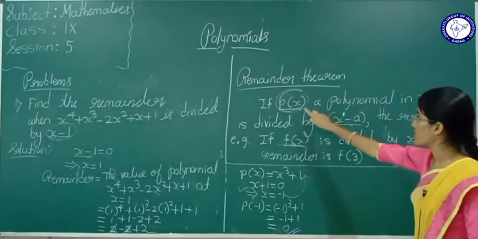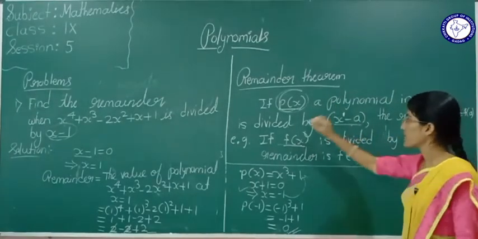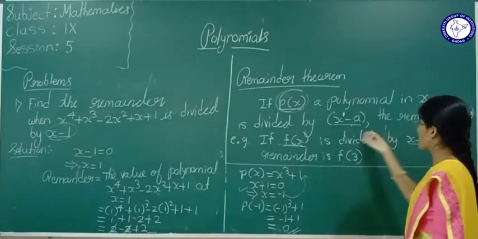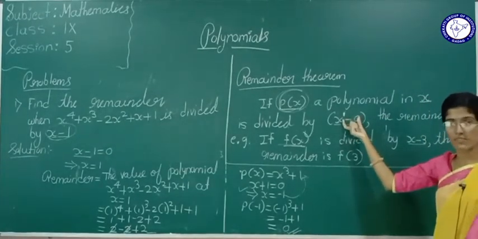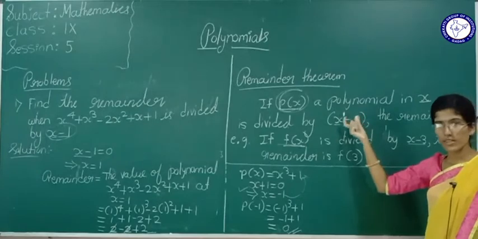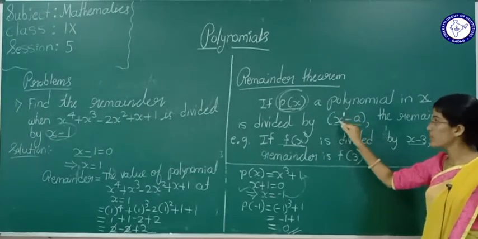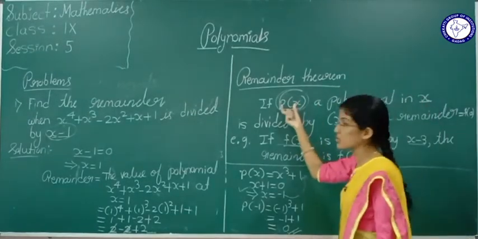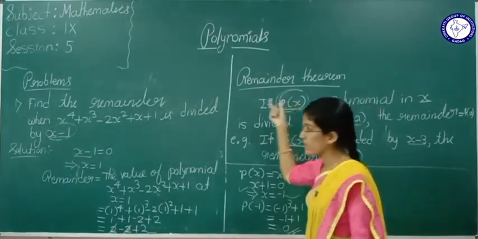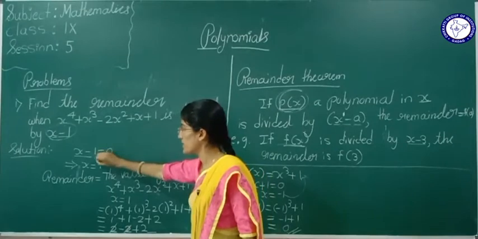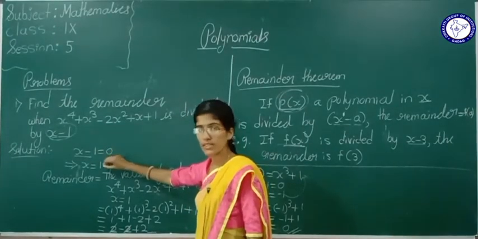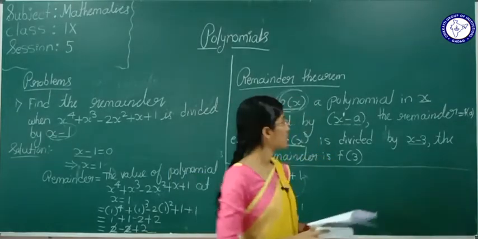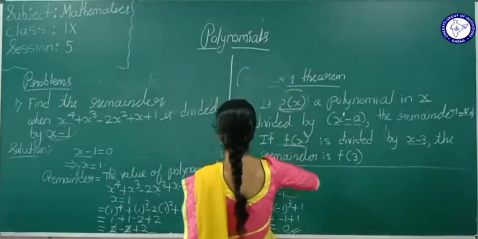See here. If p of x, a polynomial in x, is divided by x minus a, the remainder is found as follows: you equate this divisor with 0, and you get x is equal to a. So this value we have to substitute in the polynomial. Equate the divisor with 0 and substitute this value in the given polynomial. Okay. Now we are going to see the next problem.